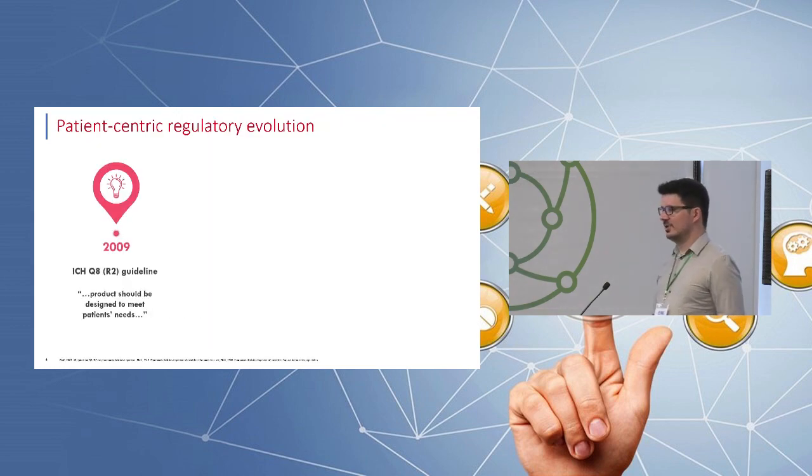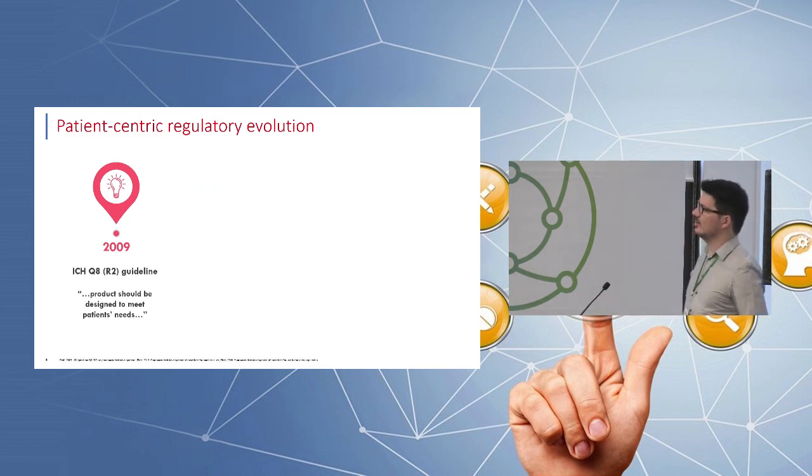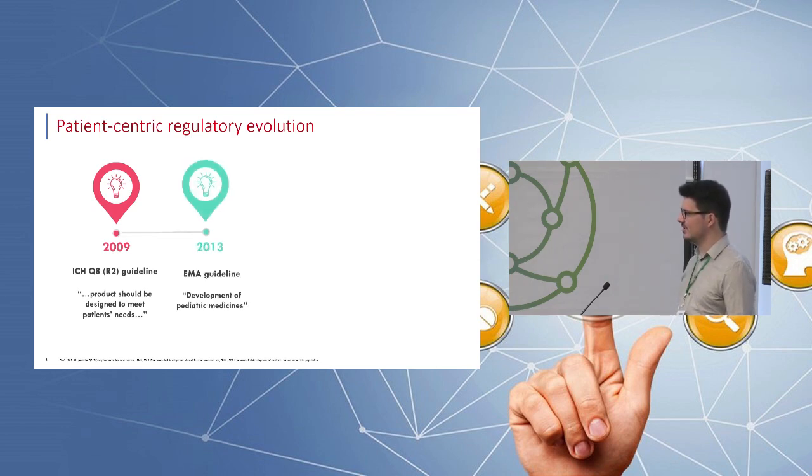So here I just want to give an overview of the evolution of the patient-centric mindset, let's say, in the pharmaceutical industry or within the regulatory authorities. First, in 2008, we had the revision of the ICH Q8 guideline, which stated that products should be designed to meet patient needs.